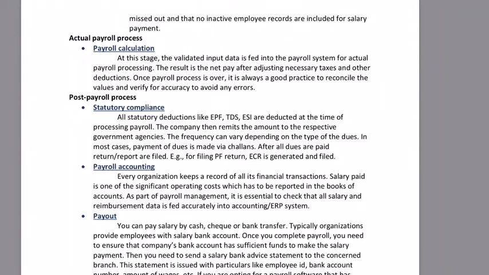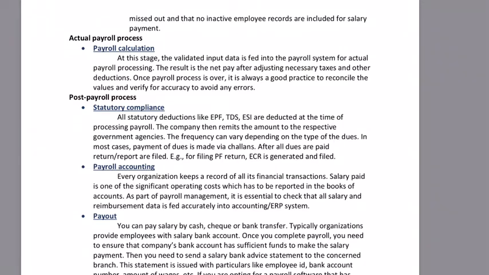So these are the pre-payrolling activities: policy decision, gathering inputs and input validation. Then the next stage is actual payroll processing. In this stage, the payroll calculation actually happens. The input data is fed into the payroll system for actual payroll processing. After all the deductions, and keeping the gross pay, the net pay is arrived at after making the necessary tax adjustments. Once this is done, it's always a good practice to reconcile the values and re-verify for accuracy to avoid any kind of errors.